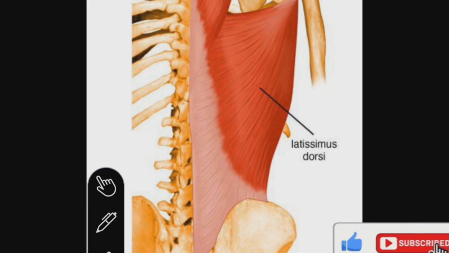Now, injury or paralysis of the latissimus dorsi results in difficulty in climbing. The latissimus dorsi is also regarded as the swimmer's muscle. That's because it helps in extending the arm and also helps in adduction and medial rotation.